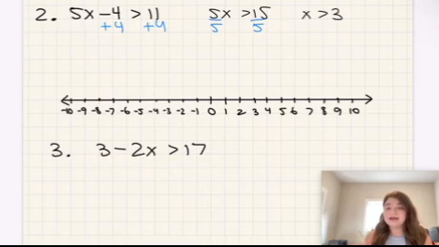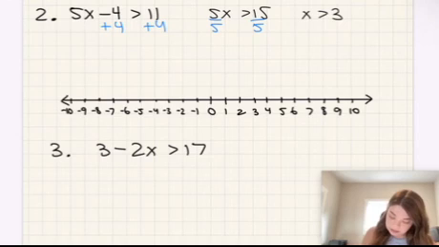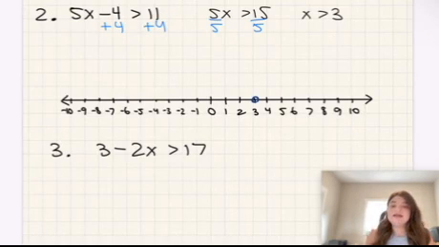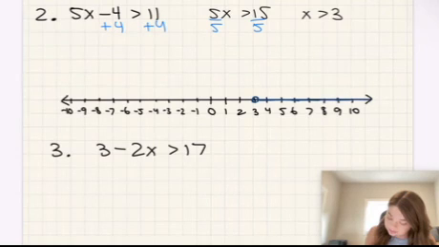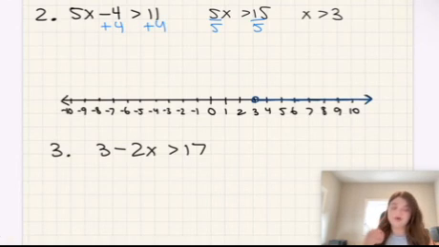However, in this case, because it's strictly greater than 3, not greater than or equal to 3, that means we are going to do an open hole on 3 like that. And then it needs to be greater than 3. So I'm going to fill in everything to the right of 3, because everything to the right of 3 is greater than it. And everything to the left of 3 will remain unshaded, since that wouldn't be included here.